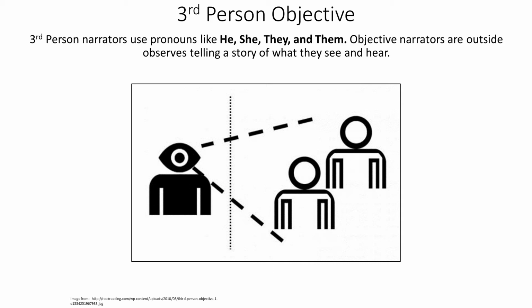When we talked about first person, that narrator was a character directly involved in the story. So they were sharing with us things that they thought and saw, and they were telling us what was happening to them. With third person narration, it's almost like somebody's watching that main character and sharing with us what that main character is doing.